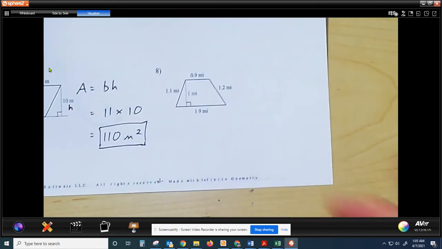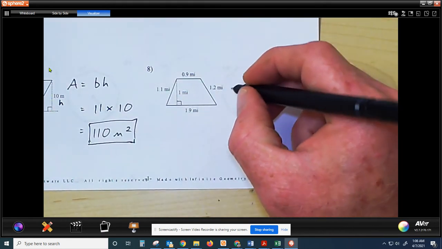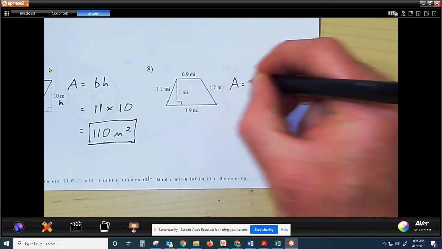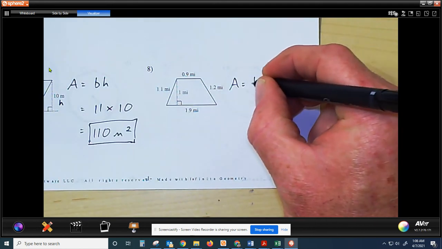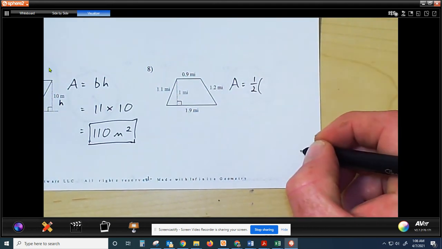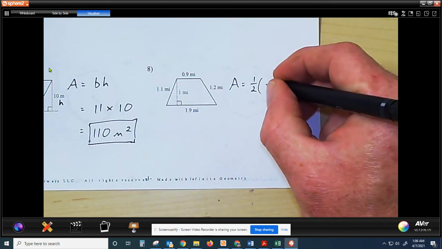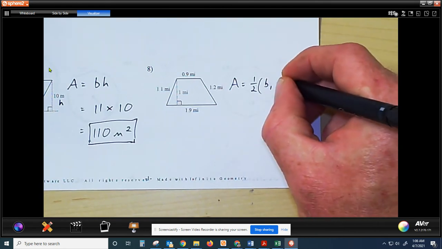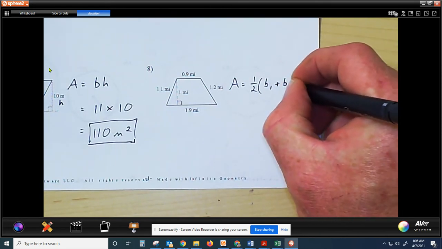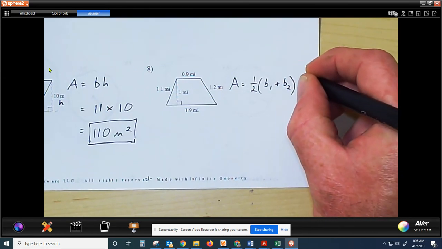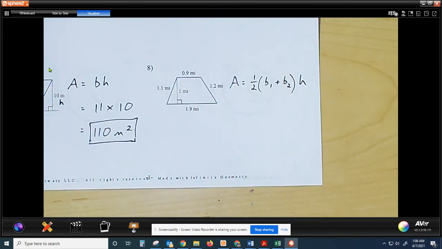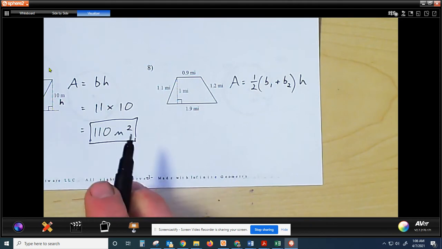Ooh, here we go. Trapezoid, and it's got extra information. Watch yourself. Area equals 1/2 the addition of the 2 bases: 1/2 (B1 plus B2) times H. Some of these numbers won't be used.